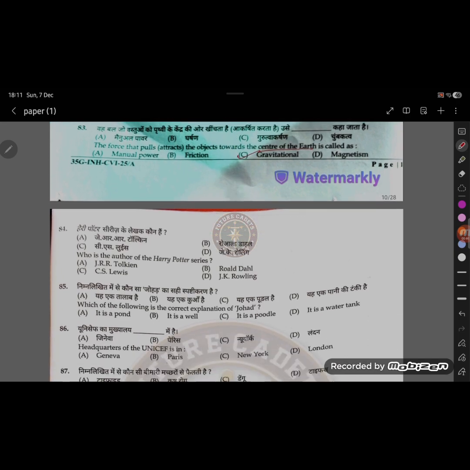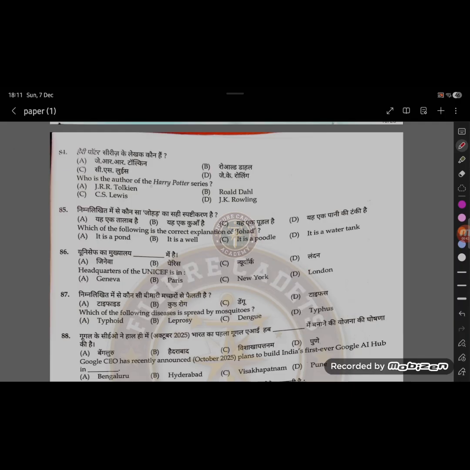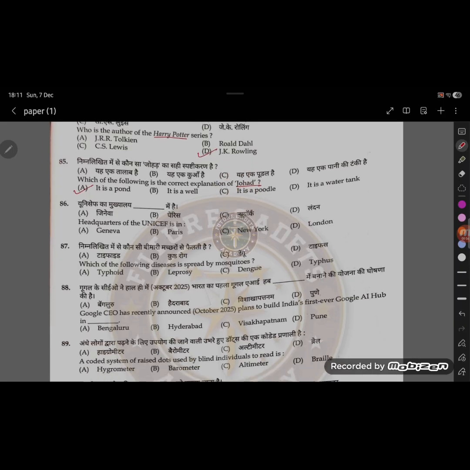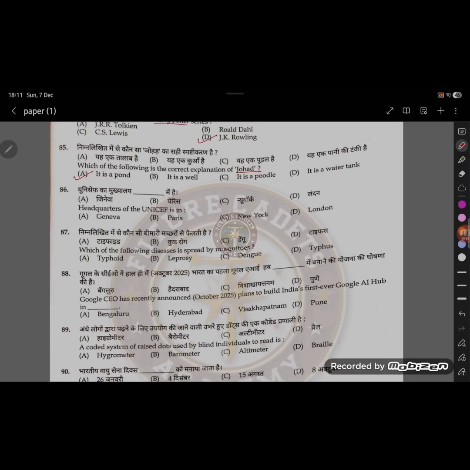Now for question number 84. The same one that we read, the author of Harry Potter is none other than Miss J.K. Rowling. Then question 85 asks about Johar. This is basically a pond-like structure which is used for rainwater harvesting in the water-deficient areas of India. The 86th question asks about the headquarters of UNICEF. It is based in New York, USA.